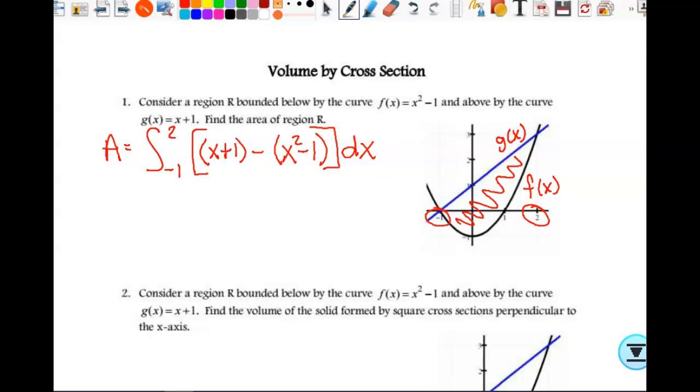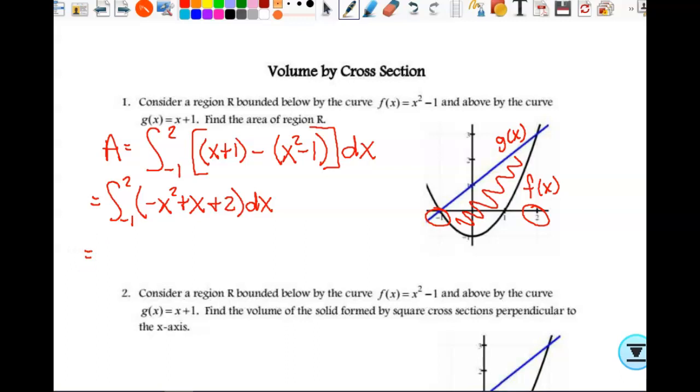Okay? So this is just exactly what we've been doing. So let's simplify that up a little bit. That is the integral from -1 to 2 of negative x squared plus x plus 2. Do you all agree with that? Can we integrate now?